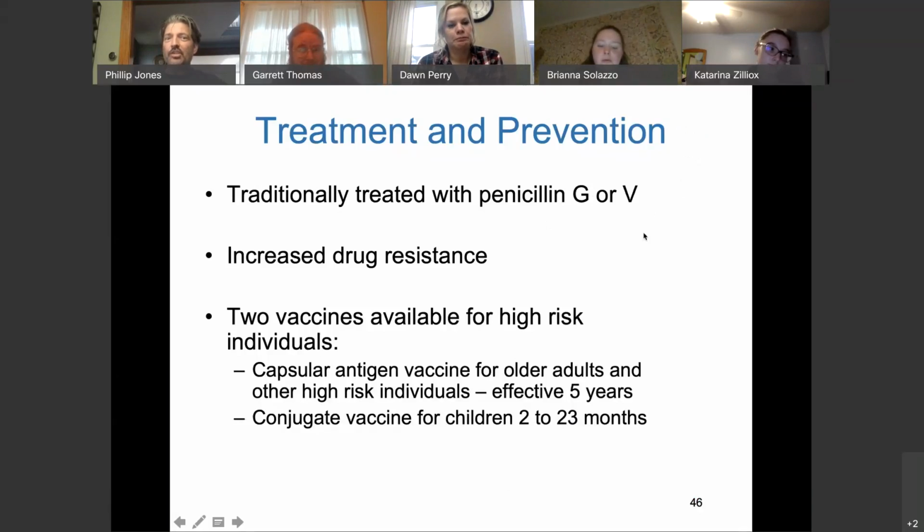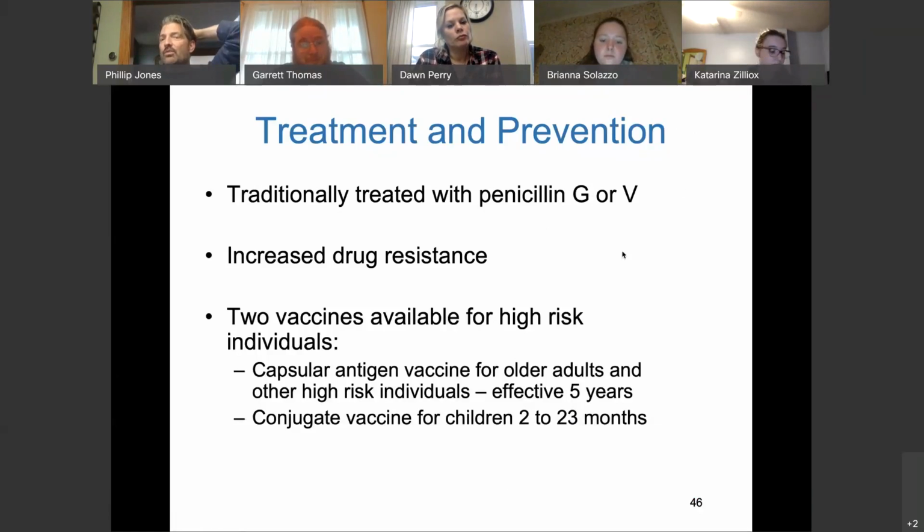Treated with penicillin G or V. We have increased drug resistance with this, so it's a major problem. And there's two vaccines, Pneumovax, I think, and Prevnar, I think, is the other one. One for adults and one for children. Do you guys remember how the vaccinations work from last week? Anybody? It presents a dead or almost dead organism or microbe to your body, so you can build up the memory T cells for it. Perfect. So I'm actually just presenting the antigen.